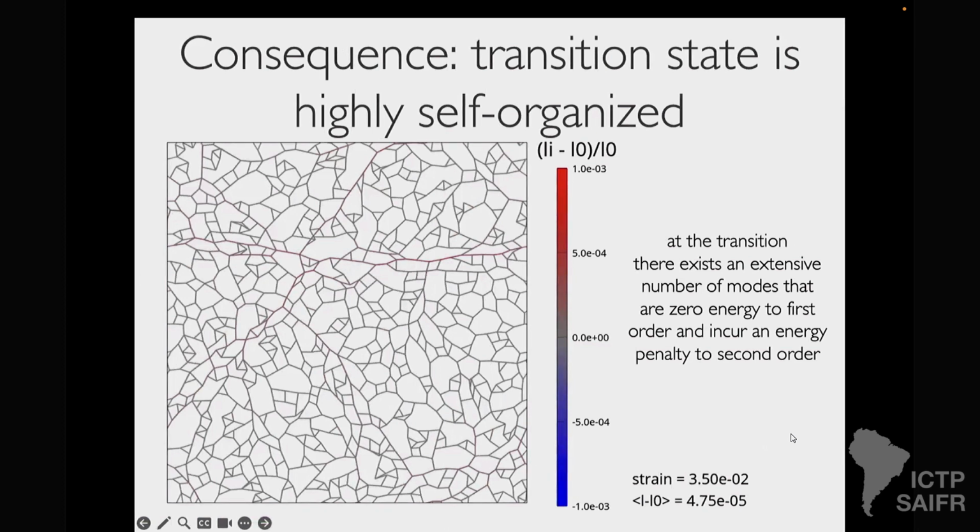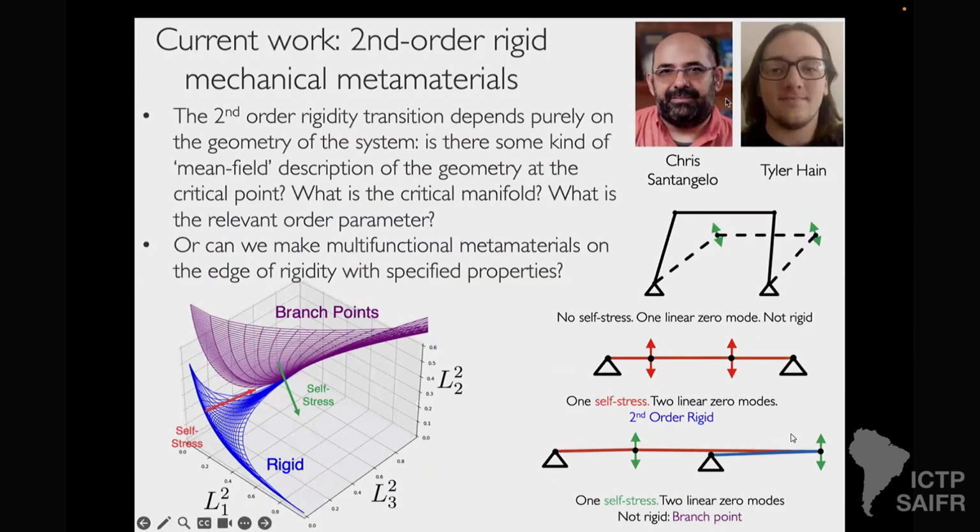So this is clearly, in the space of states of the system, a set of measure zero, but generically we get there by straining the system or changing an internal parameter. And so in the last 5 minutes that I have, I want to tell you about the ongoing work. This is work with Professor Chris Santangelo, who's also at Syracuse, and Tyler Hain, an absolutely fantastic graduate student in my group. And we're interested in basically exploring the space of possible states of these disordered networks from this perspective.